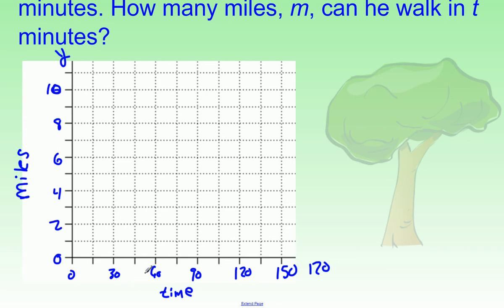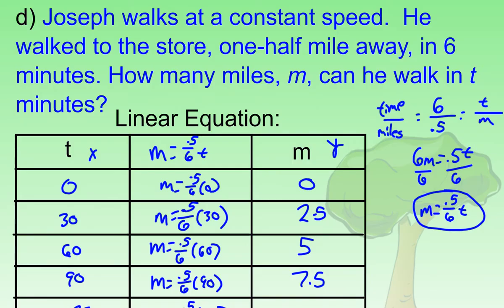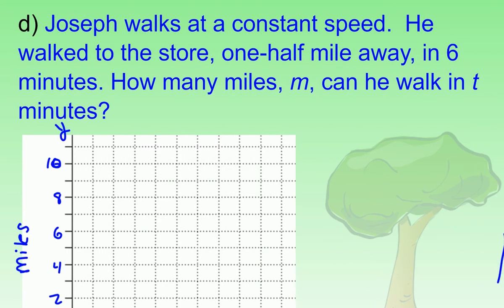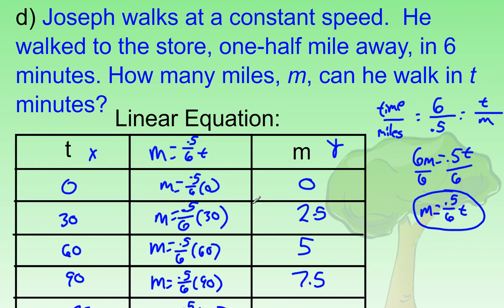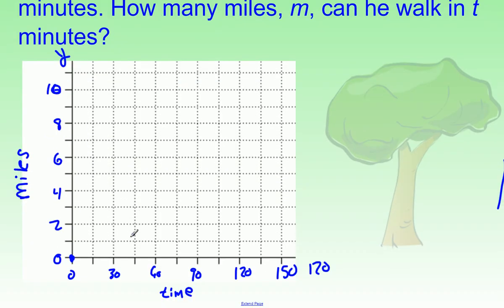All right. So let's graph this thing. 0, 0. Got it. 0, 0 is easy. 30, 2.5. So if you walked for 30 minutes, 2.5 is here. 60, I remember, goes up by 2.5, so 60 would be 5. 90 was 7.5, halfway between 7 and 8. 120 was 10.